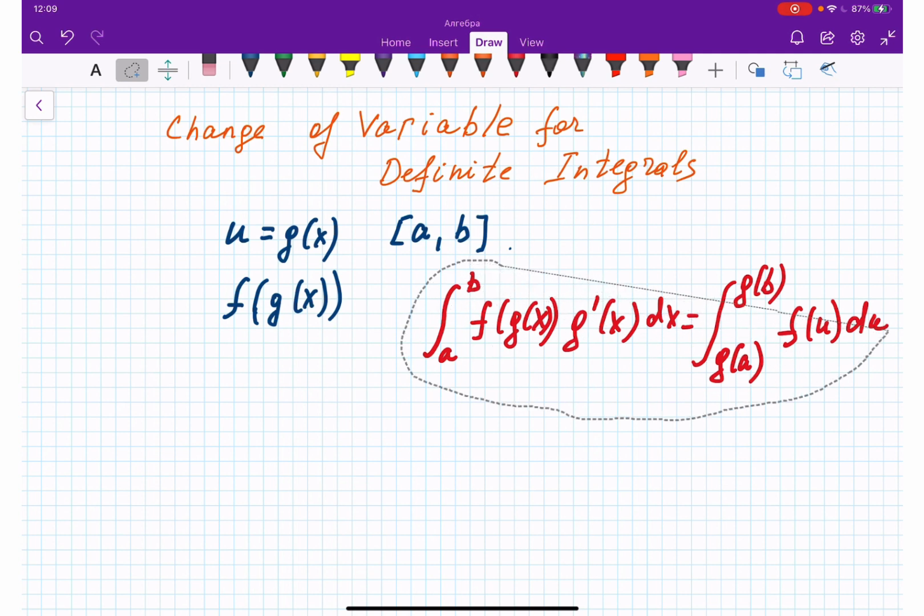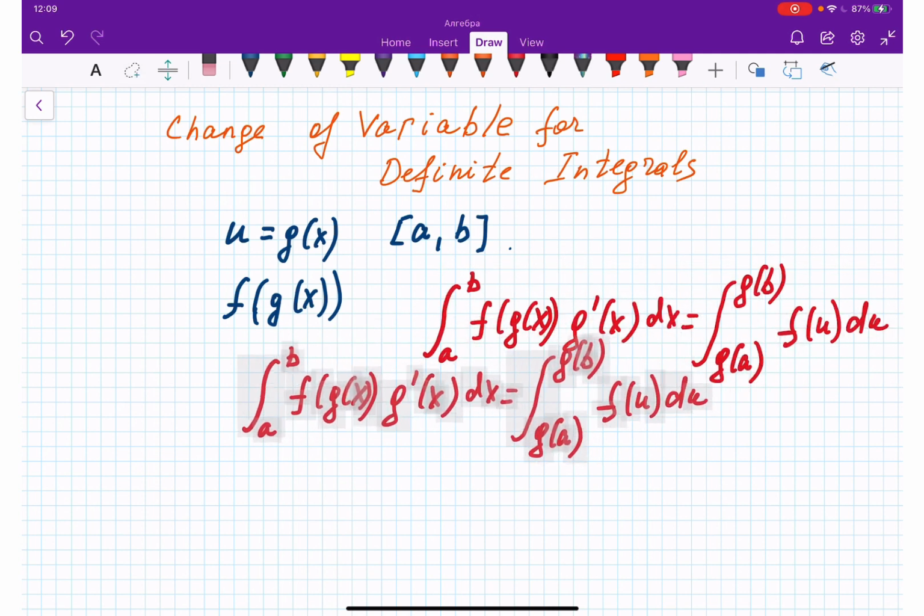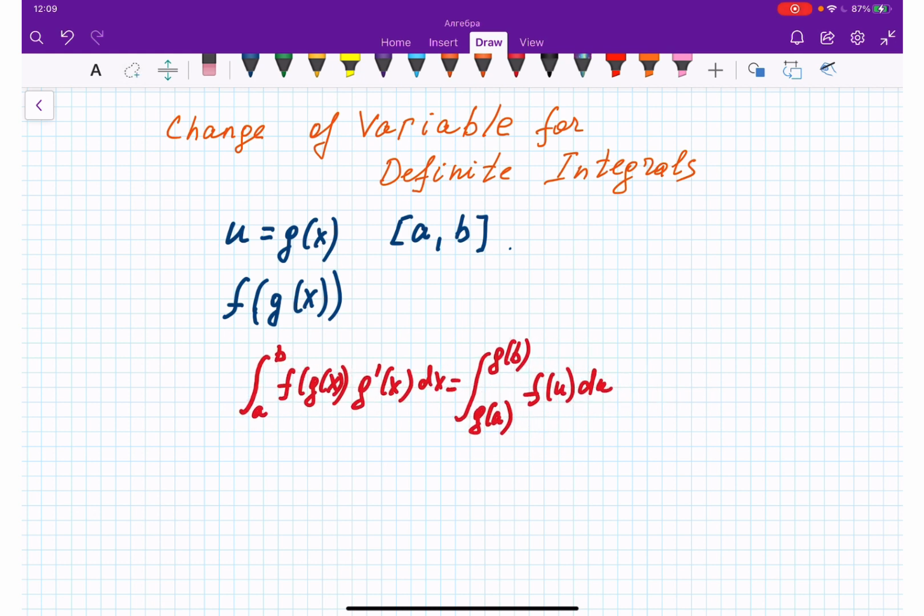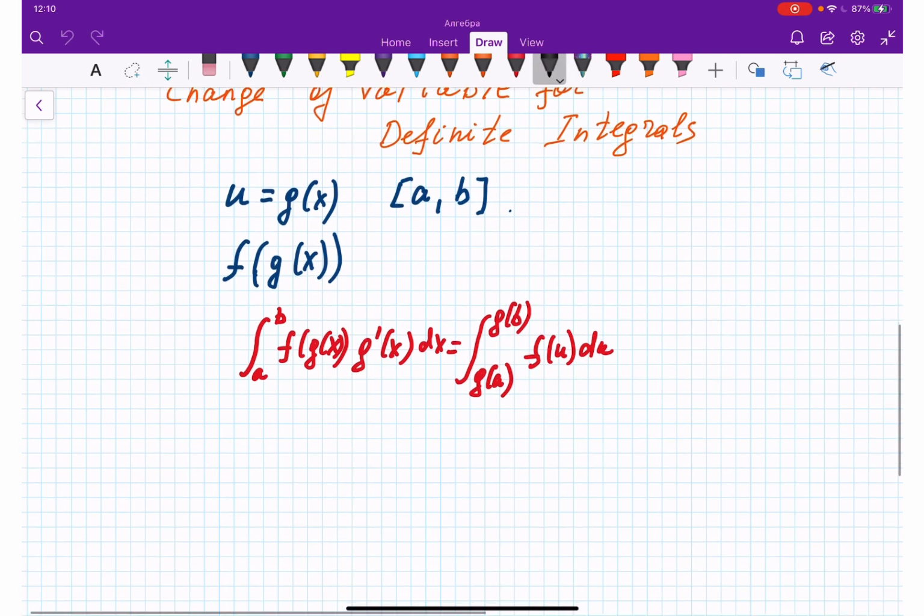Let me move it to the center. Okay, so let's start practicing this. Let's solve a couple of problems and see how it's going to work out. Change of variables. All right, question number 1.